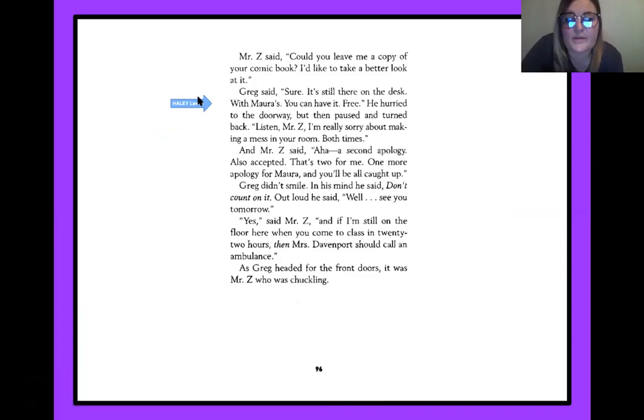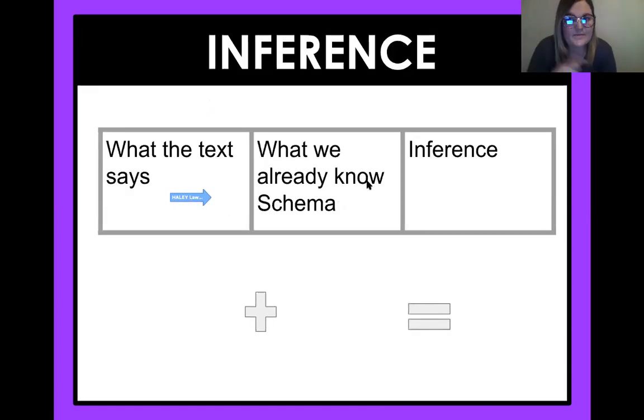He hurried to the doorway, but then paused and turned back. Listen, Mr. Z, I'm really sorry about making a mess in your room, both times. And Mr. Z said, aha, a second apology. Also accepted. That's 2 for me, 1 more apology for Mara, and you'll be all caught up. Greg didn't smile. In his mind, he said, don't count on it. Out loud, he said, well, see you tomorrow. Yes, said Mr. Z, and if I'm still on the floor here when you come to class in 22 hours, then Mrs. Davenport should call an ambulance. As Greg headed for the front door, it was Mr. Z who was chuckling.